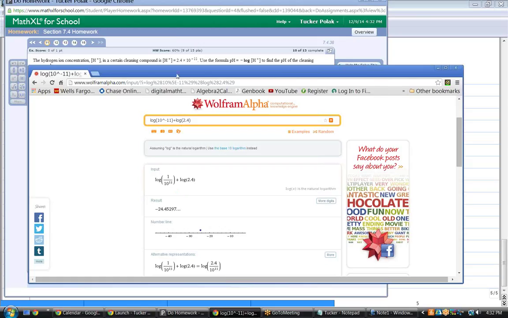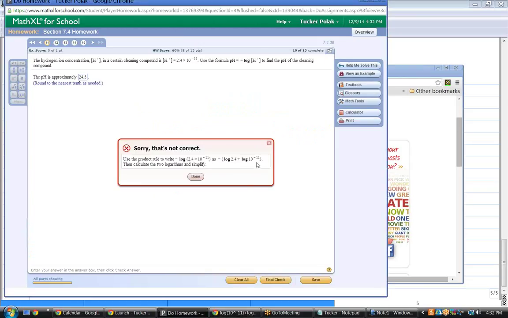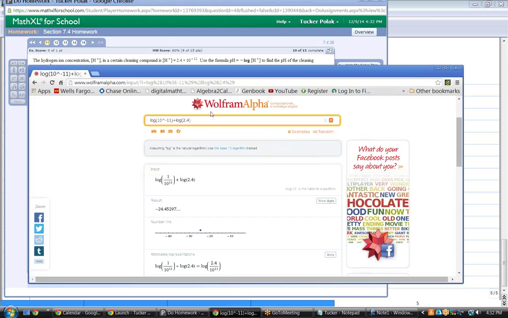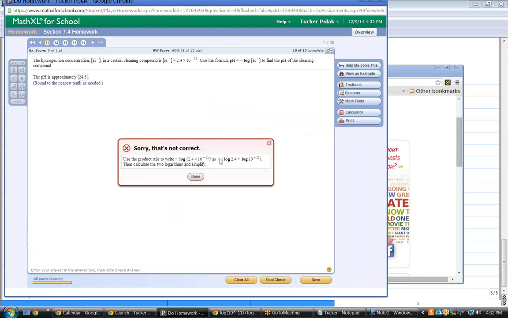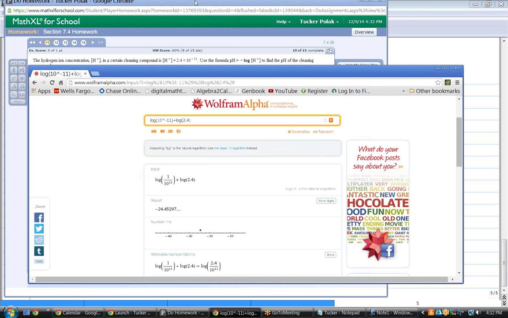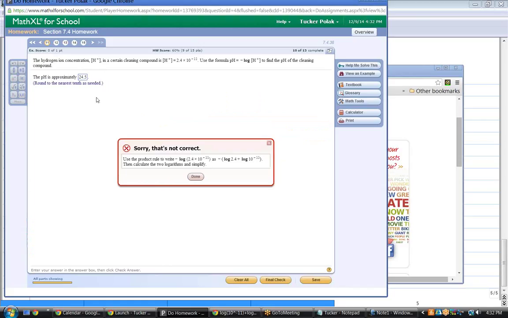Yeah. See, that's the log of 10 to the minus 11th plus the log of 2.4. That's what I've got right here. And that gives me a negative number, in which case I apply this negative sign to that. And I should get the answer that I've already put in and I didn't like, 24.5. Yeah, that doesn't make any sense.